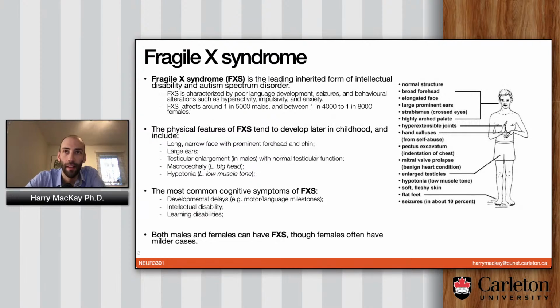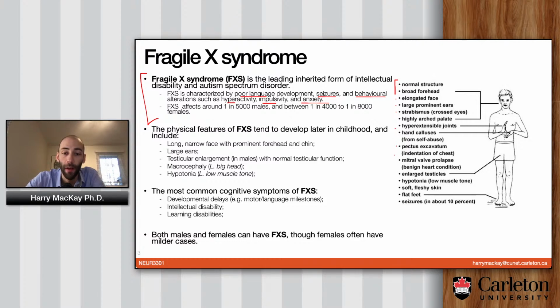So let's get into Fragile X syndrome. This is a leading inherited form of intellectual disability and autism spectrum disorder. It's characterized by a range of phenotypes, including primarily poor language development, seizures, and behavioral alterations like hyperactivity, impulsivity, and anxiety. There's also a fairly prominent physical, anthropometric phenotype: broad forehead, elongated face, large prominent ears, occasionally crossed eyes, or strabismus as it's called in the literature, and various other things. So it's a condition that has both cognitive and physical attributes.